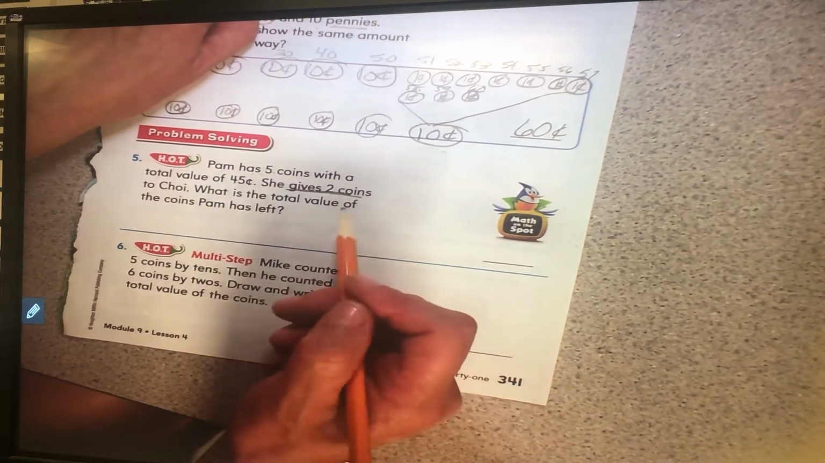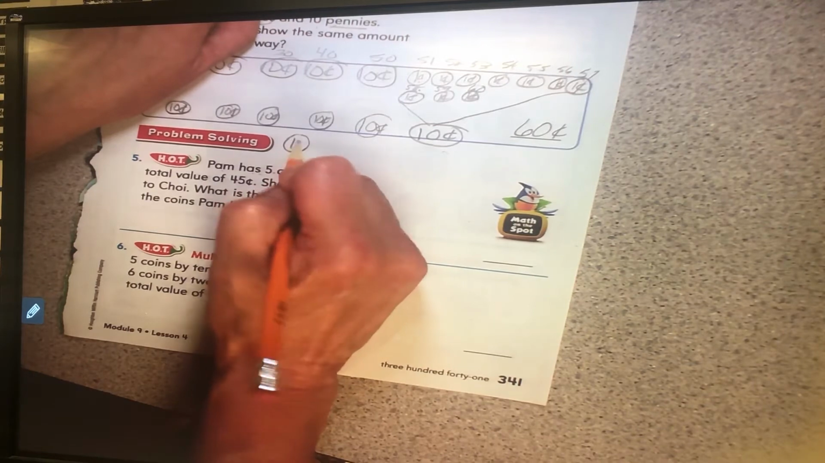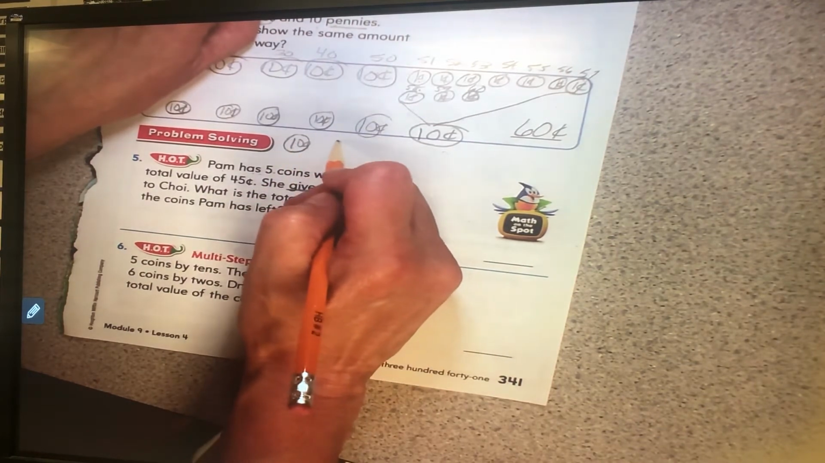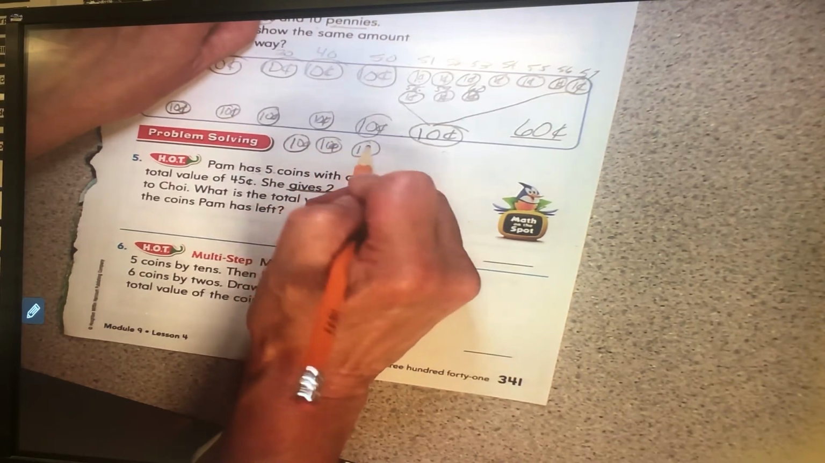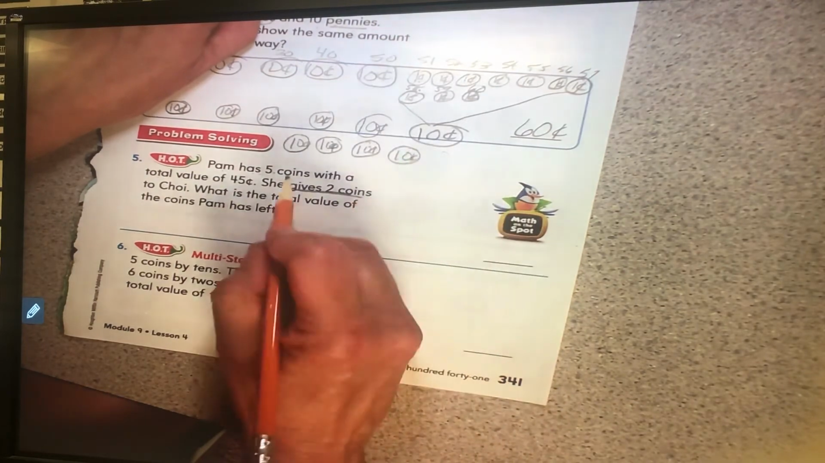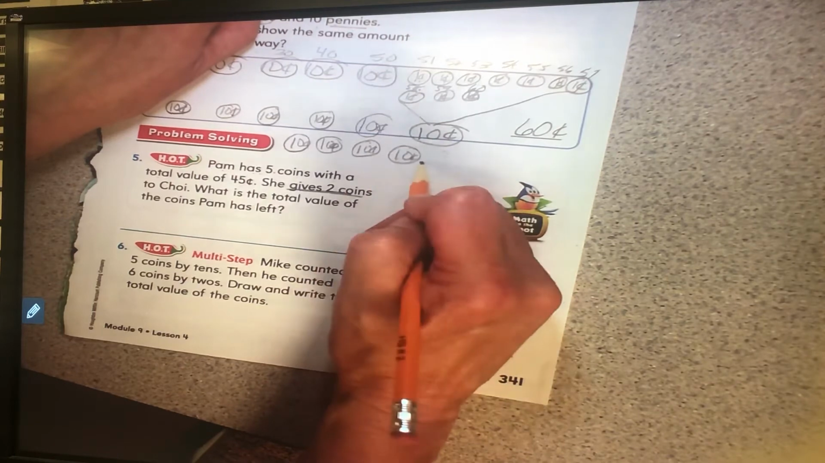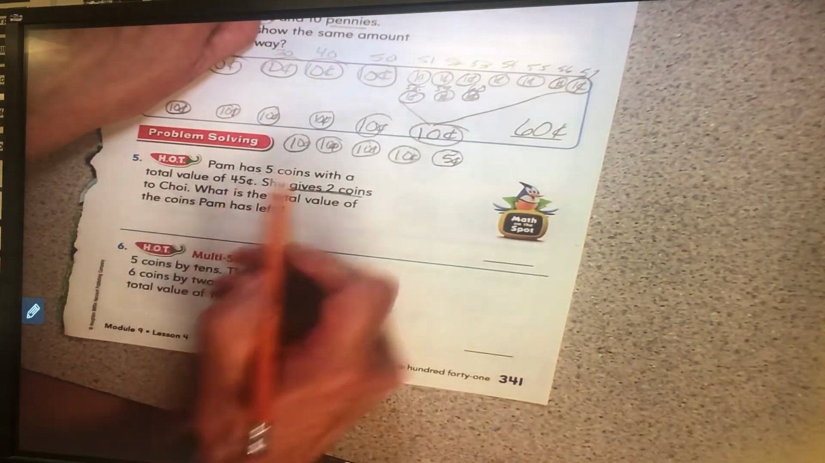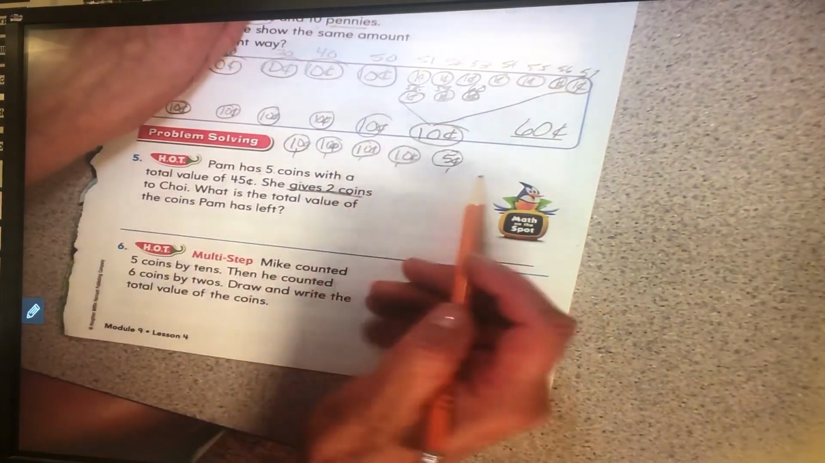What that can be. Let's start counting by tens first. 10 cents. A dime is 10 cents. 20, 30, 40, and we can't go 50, so let's see if we can go 45. So we'll add a nickel then. Is that 5 coins? 1, 2, 3, 4, 5. It surely is. It's 5 coins.